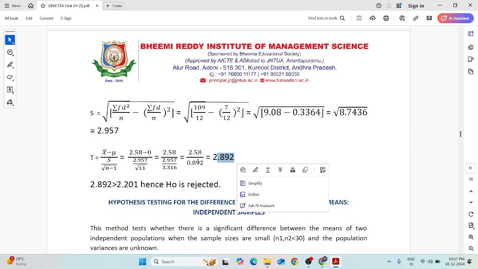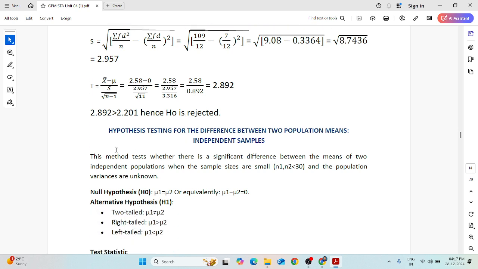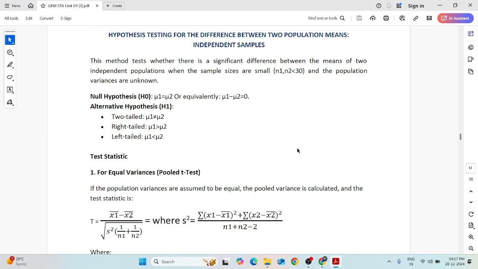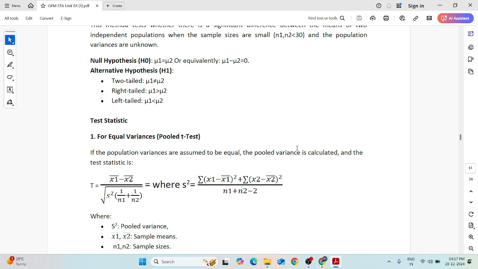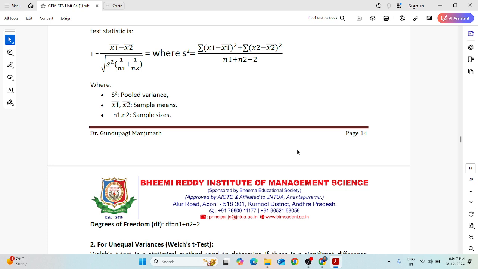H naught is rejected. Now, hypothesis testing for two population means with independent samples. See, for independent samples, again we have two cases: when the variances are equal and when the variances are not equal.